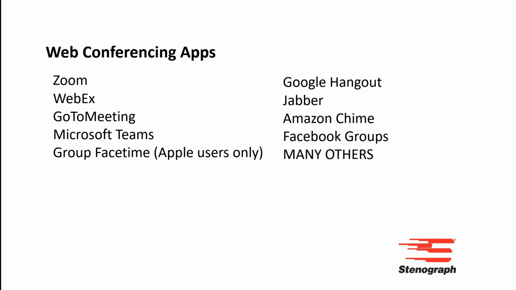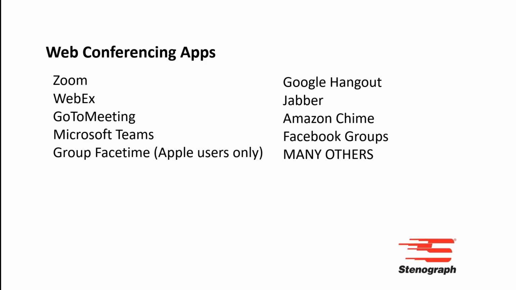Typically, it will be the court reporting firm or the court which will decide what app is going to be used. Sometimes it will be a client when you're a freelancer. Very rarely is it the court reporter themselves, but whoever it is that makes that decision will choose which web conferencing app they're going to be using.